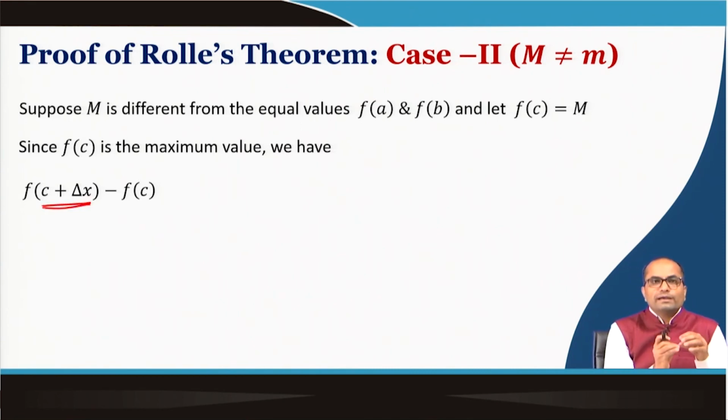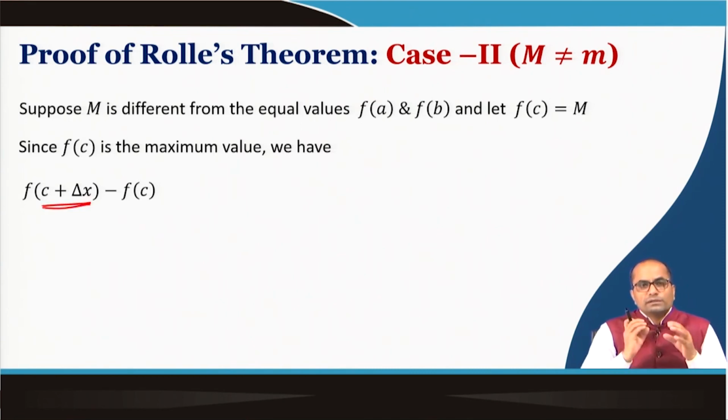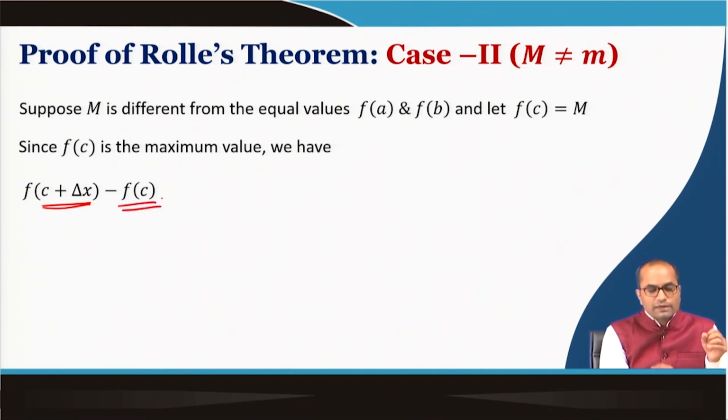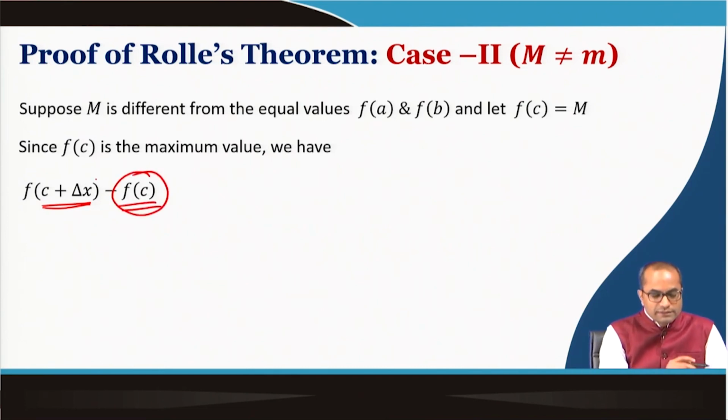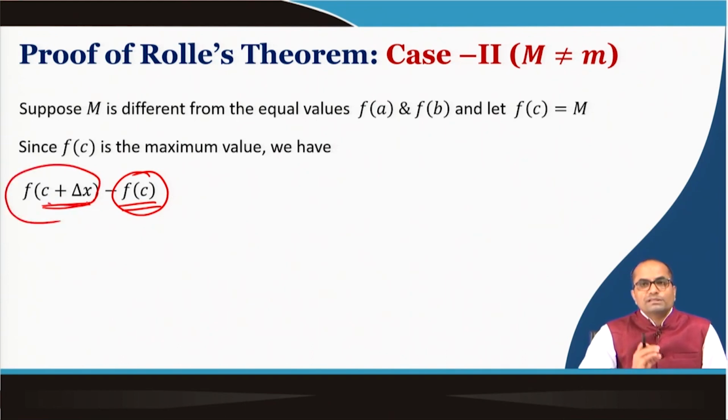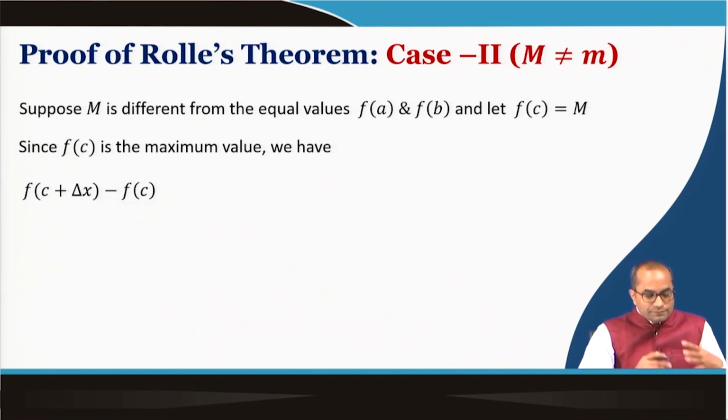So, the function value in the neighborhood of this point c will be less than the function value at c, because f(c) is the maximum value, it has the local maximum at the point c. So, f(c + Δx) will be smaller than f(c), because f(c) is the local maximum of the function.